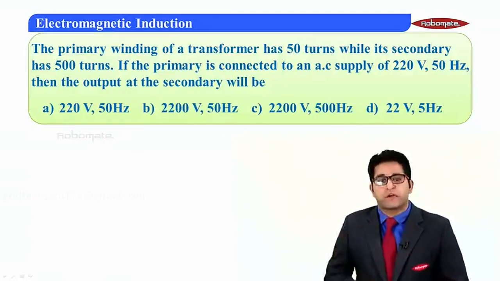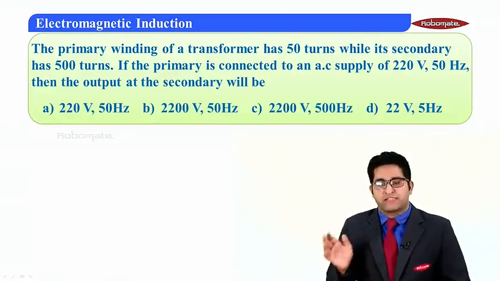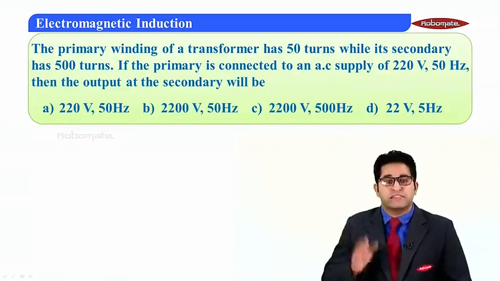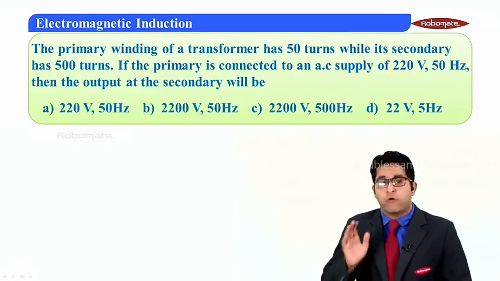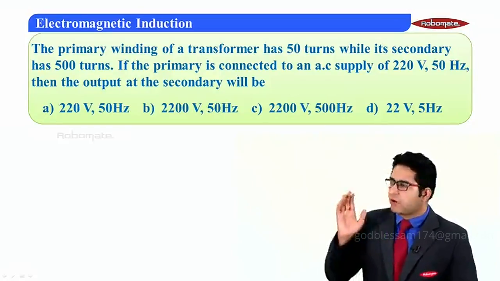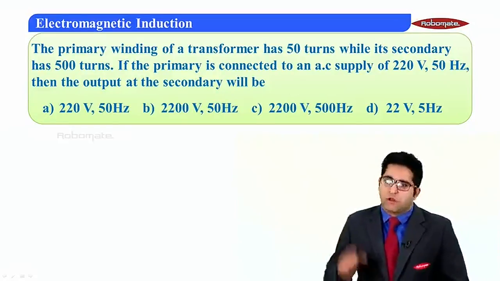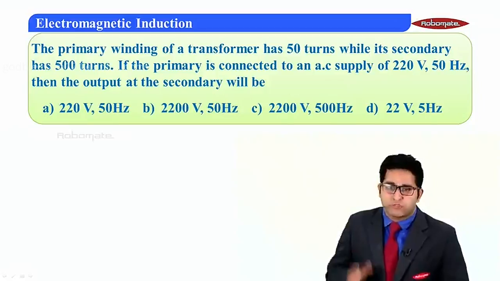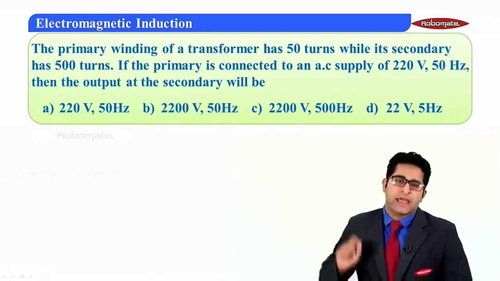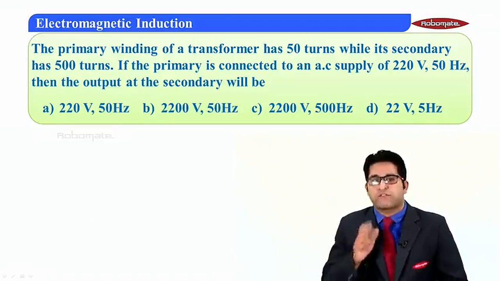It says the primary winding of transformer has 50 turns while its secondary is having 500 turns. If the primary is connected to an AC supply of 220 volt 50 hertz, then the output at the secondary will be, options are option A 220 volt 50 hertz, option B 2200 volts at 50 hertz, option C 2200 volts at 500 hertz, and last option is 22 volts at 5 hertz.